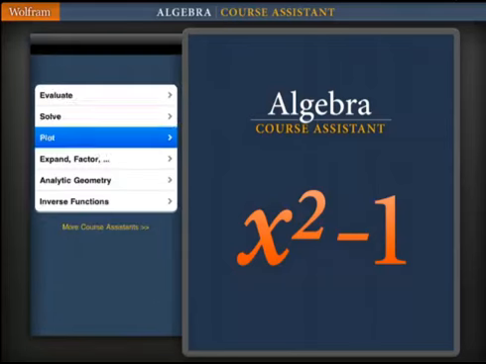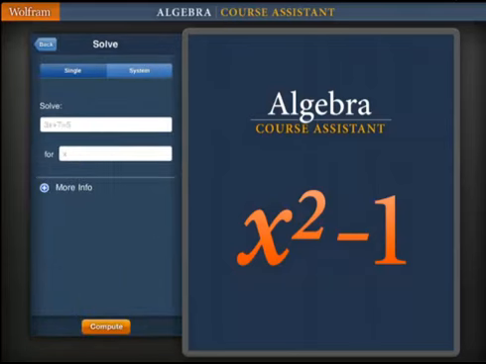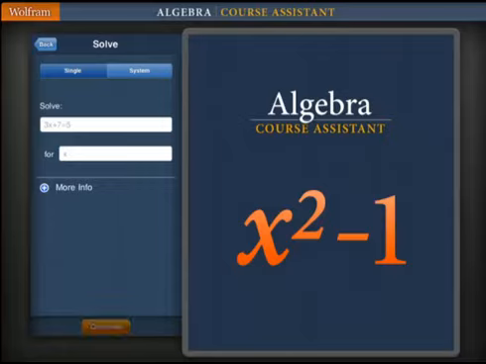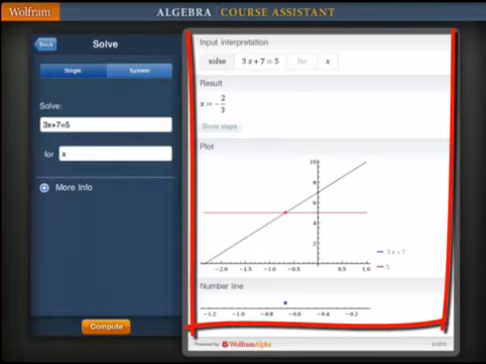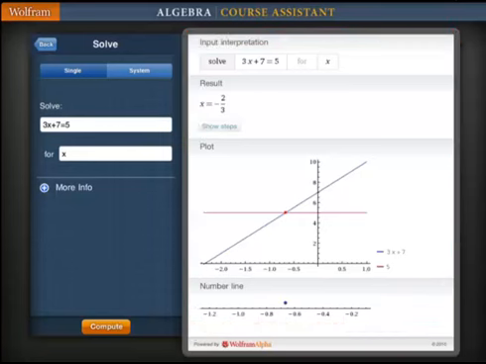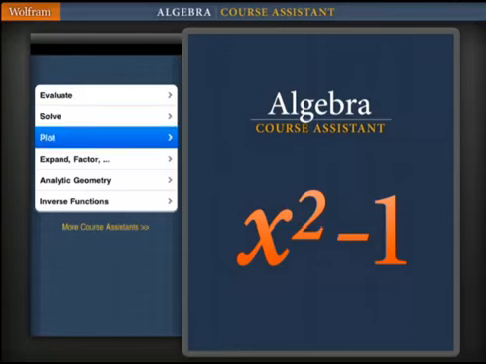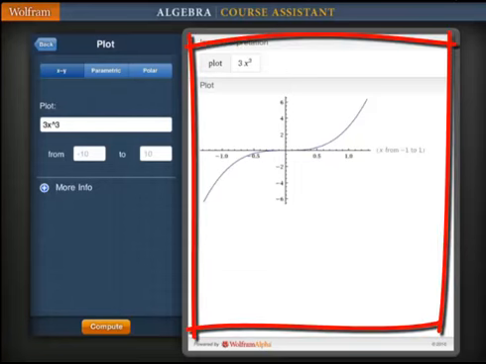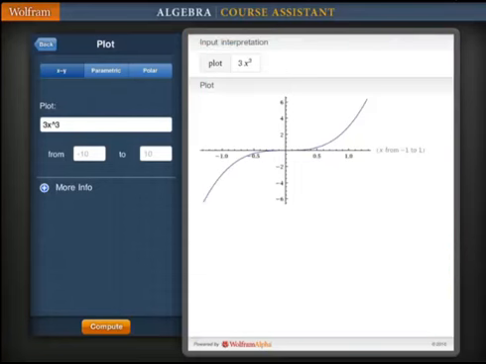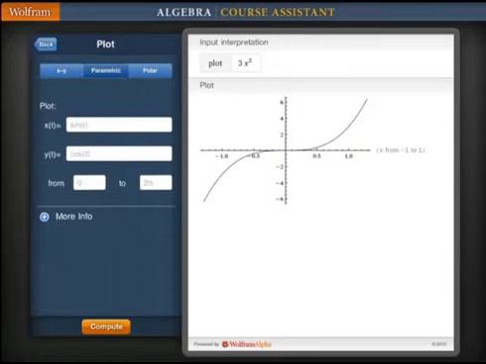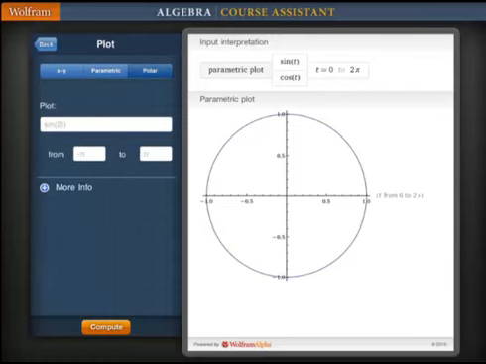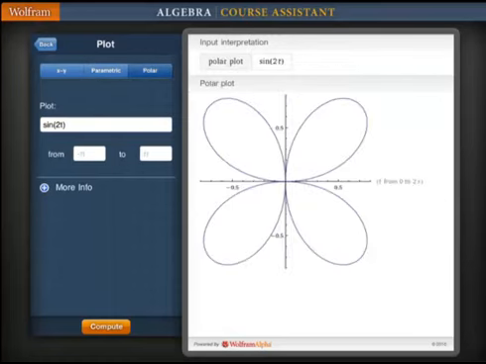Solving has some of the same types of functionality. Again, remember I mentioned you can solve single or system-based variables. And you can see how to solve that particular expression and how it looks as it's graphed on a two-dimensional axis. Plotting, same type of thing. Again, you can plot these. And you can also plot the parametric as well, or the polar.